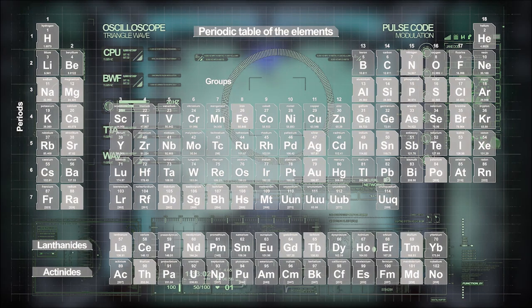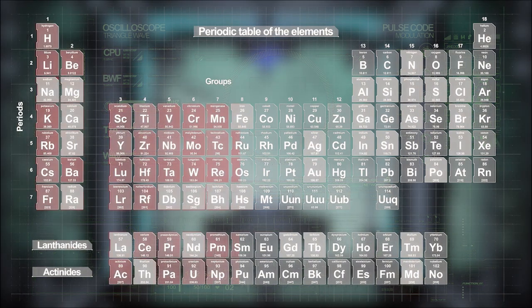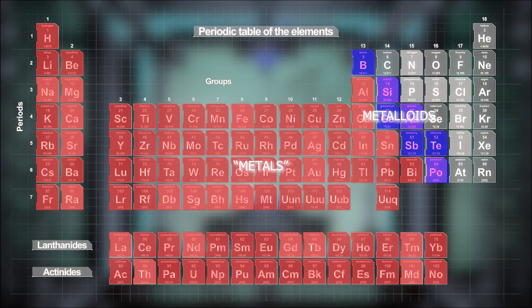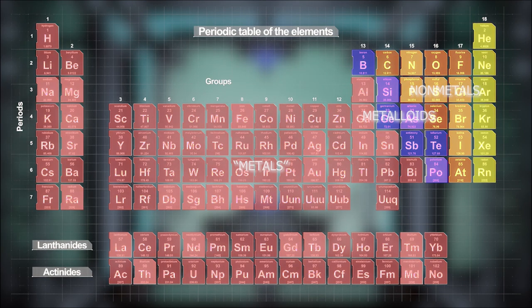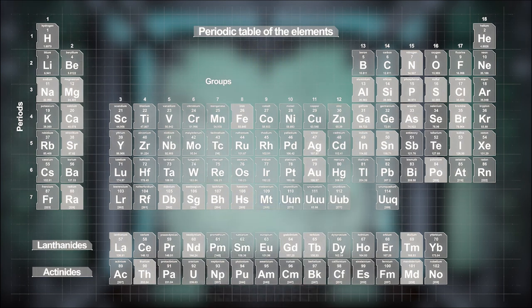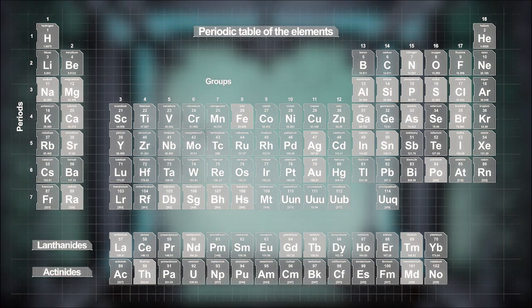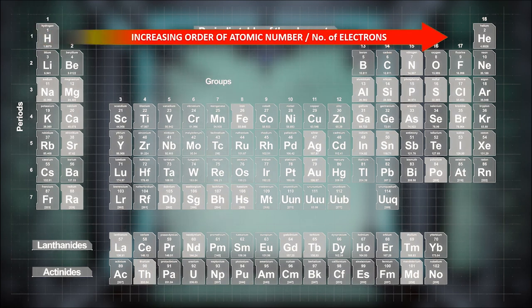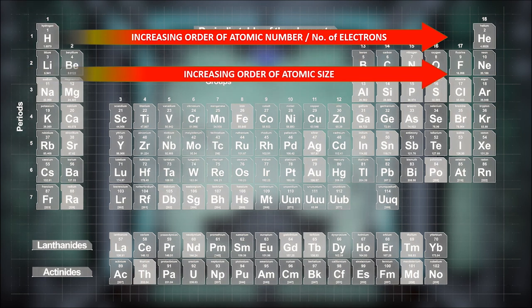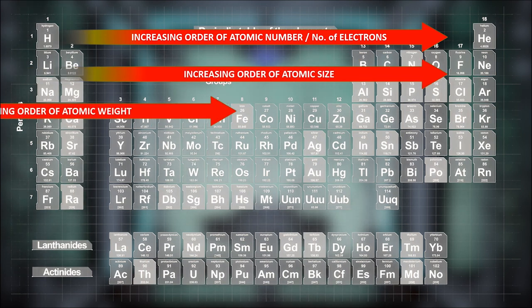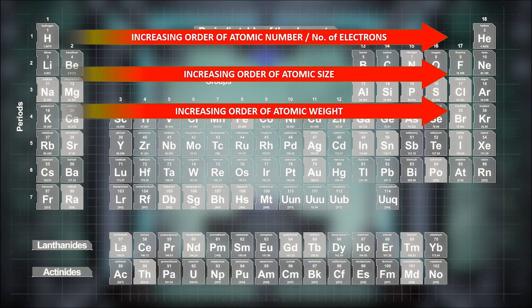Notice that it is divided into three main parts, namely metals, semi-metals or metalloids, and non-metals. It is comprised of elements that are not just there sitting in every part, but are arranged and organized in a very orderly manner, depending on the varied atomic properties. Let's reiterate that the elements are arranged in an increasing order of atomic number, thus, it is also arranged in an increasing number of electrons, increasing size, and increasing atomic weight.